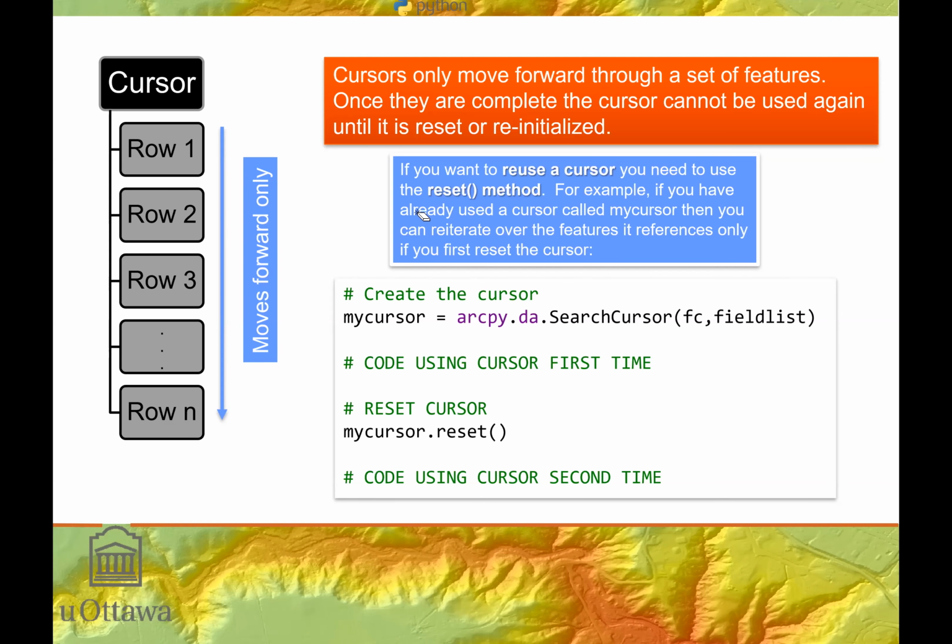And you have to be careful to ensure that when you're finished with a cursor, either you remove it or reinitialize it. So if you want to reuse a cursor, you can use a reset method. That's one of the methods on a cursor. Cursors are simple things. They have two methods, reset and .next.